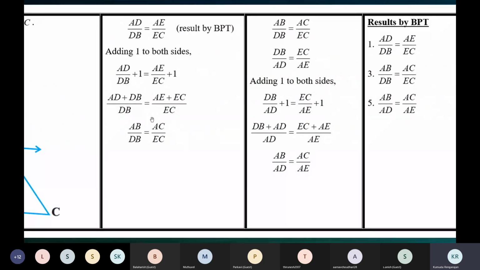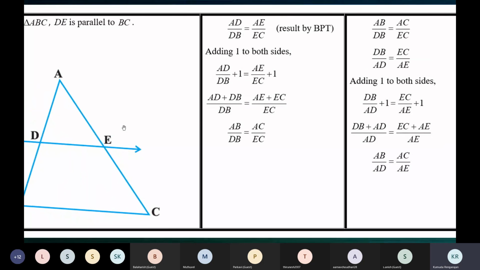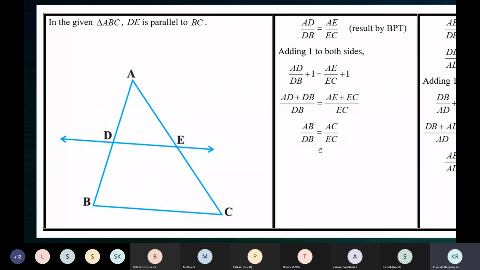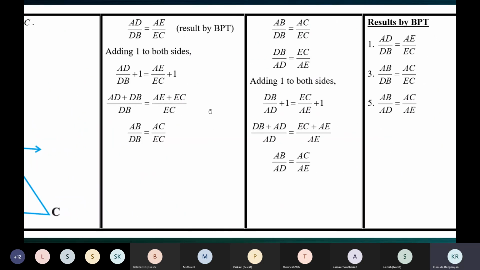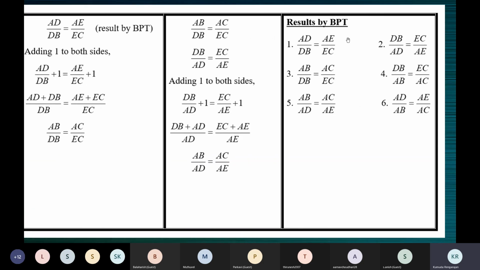Now see, if you have to prove that AB by DB is equal to AC by EC, then you'll have to show this procedure. If given this information you have to prove this one, then you need to show these steps. Otherwise, in a different proof, you can use these results directly. You don't have to show this working. You can directly write this result and say by BPT. In fact, you can write all these 6 results and say by BPT. What we just discussed, I put all of them together here.